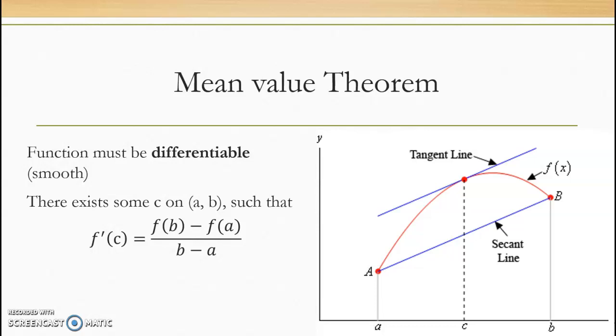The mean value theorem does not apply if you have a corner. There's no secant line that has the same slope. There's no tangent line that has the same slope as that secant line because there's a corner in between the 2 points.